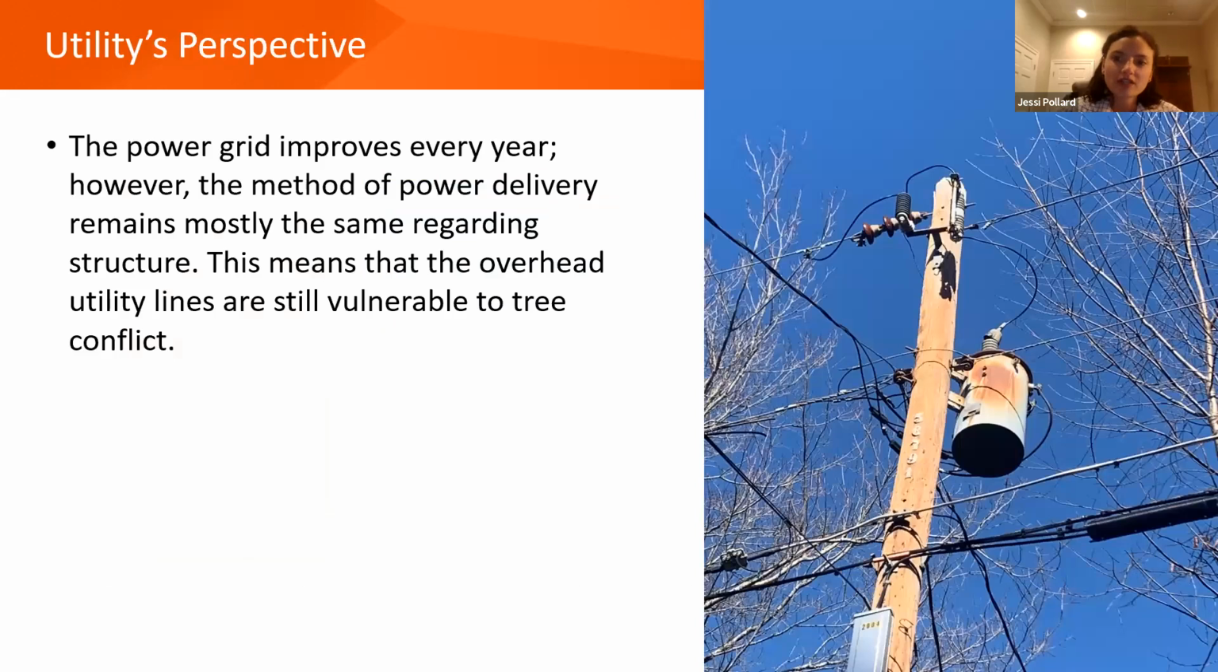So another thing that's important to think of when we're going to start talking about power lines and trees and how they interact with each other. The power grid is improving every single year. Technology is getting better, with better funding towards that technological improvement. However, the method of power delivery on average just remains mostly the same.